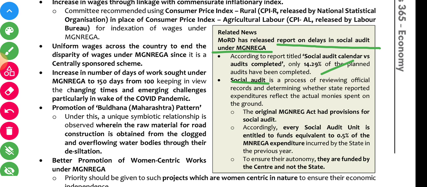Social audit is the process of reviewing official records, regulated by the CAG. The original Manrega Act had provisions for social audit. Every social audit unit is entitled to funds equivalent to 0.5% of the Manrega expenditure incurred by the state in the previous year. They are funded by the center and not the state. So this can be remembered.